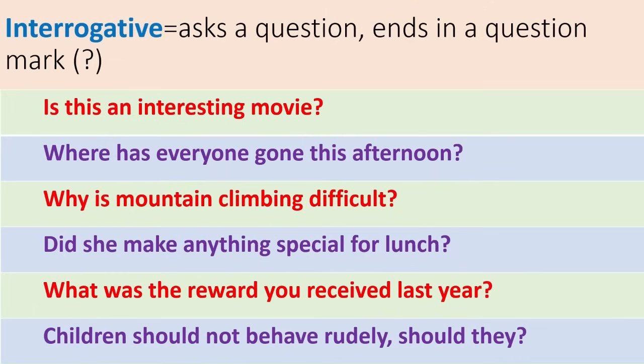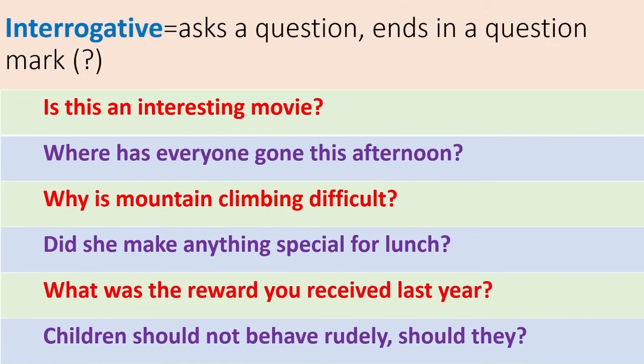Is this an interesting movie? Look at the structure, and then look at the tone. Is this an interesting movie? The tone goes up. Where has everyone gone this afternoon? Again, you have the question word. Why is mountain climbing difficult? Again with a question verb. Did she make anything special for lunch? Now here you have the verb form. What was the reward you received last year? Here you have the question word.